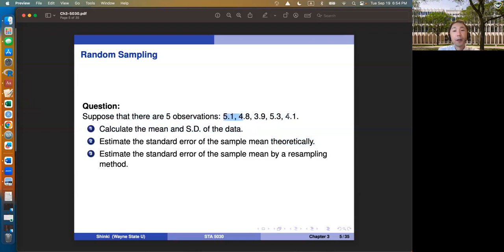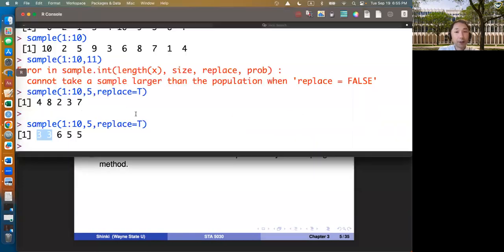Basically, when we have 5 observations, we have a sample mean, but what about the reliability of that sample mean? If we have another 5 observations from the same population, how reliable is it? We can calculate the standard error of the sample mean, and also we can estimate the standard error by a resampling method.